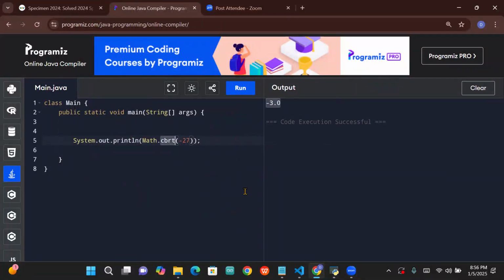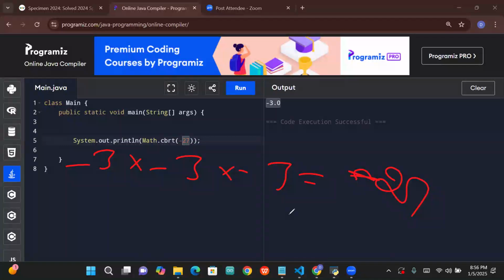So they will ask you the square root of a negative number only, and you will get NaN as output. For the cube root of a negative number you have to do the calculation, simple maths: minus 3 into minus 3 into minus 3. Okay, sir. Yes, sir.